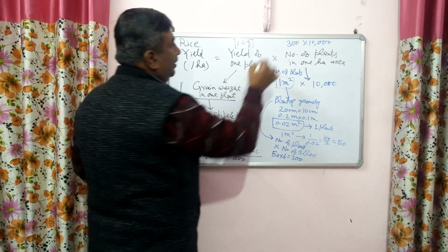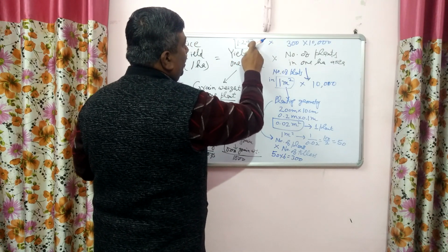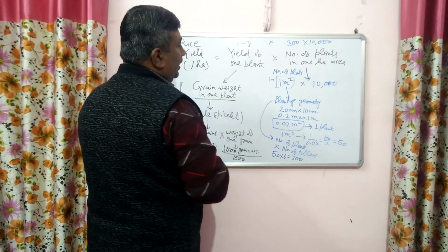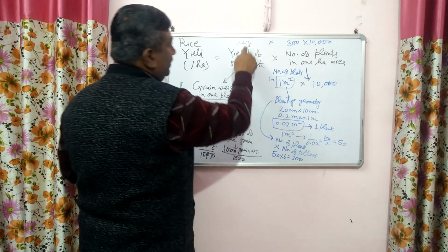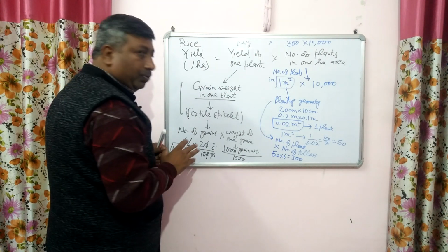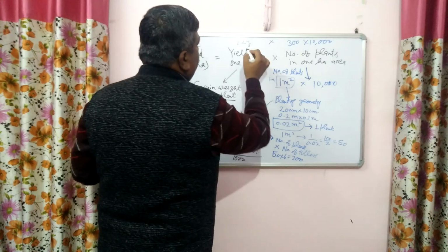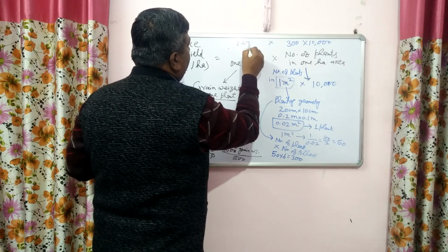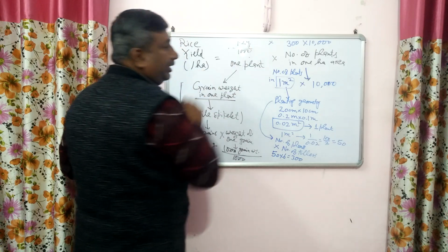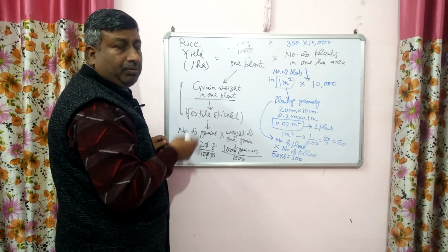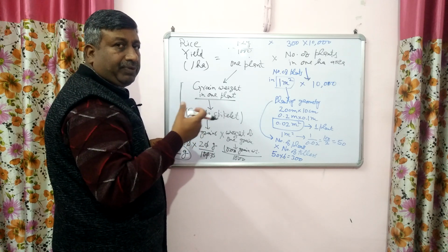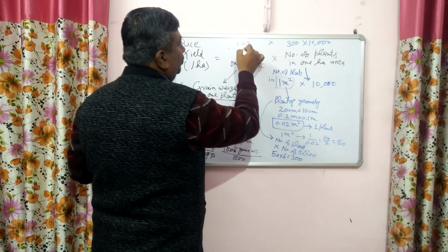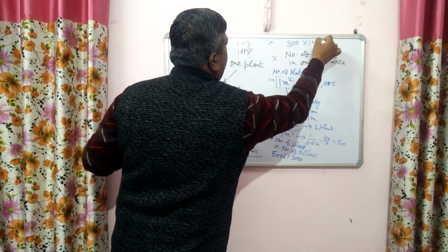tillers. Then multiplied by this 1.2 gram, that is the yield of one plant. Here it is in gram, 1.2 gram. Then divide it by 1000 to convert into kilogram, because there are 1000 gram in 1 kg. Then yield is in kg.